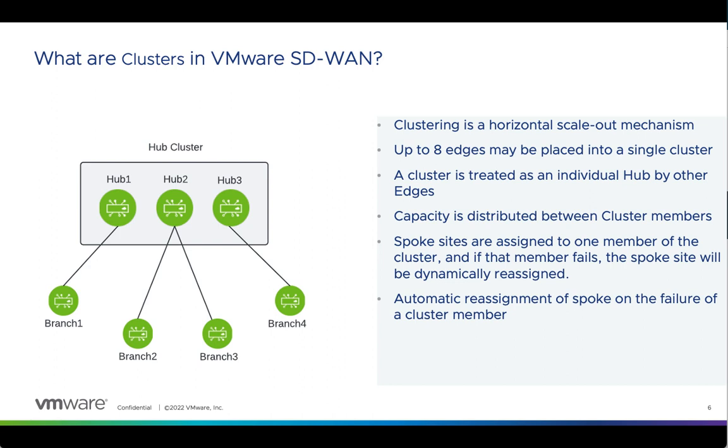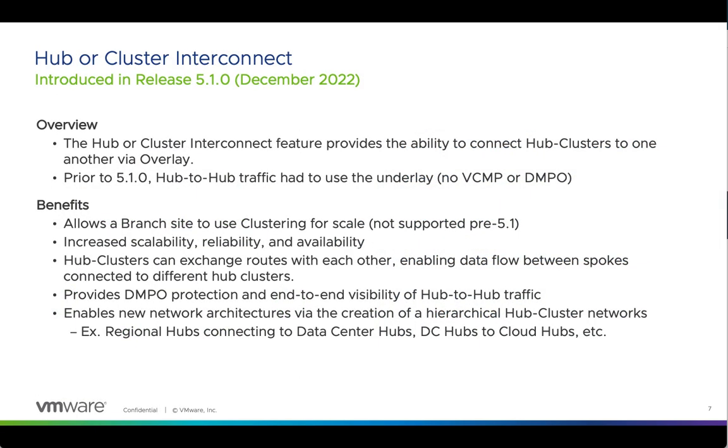Now that we've introduced some of the context around hubs and clusters, let's talk about the Hub or Cluster Interconnect feature. Basically, Hub or Cluster Interconnect allows hub clusters to be configured with a hub-spoke relationship to one another. It introduces a fundamental change in the SD-WAN routing protocol that allows packets to traverse more than one overlay hop in the network. This allows spoke-to-spoke communication between remote locations that don't share a common hub.